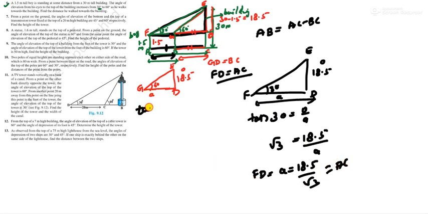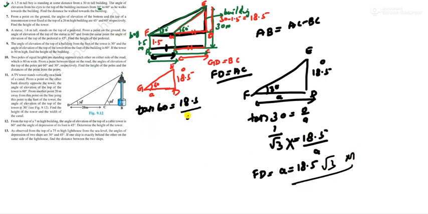Now here again tan 60 is equal to O by 18.5. Sorry, tan 30 is 1 by root 3, right? So do the cross multiplication, 18.5 root 3. Okay, cross multiplication, you'll get this much meter. Now here, this is GD. So this is root 3, which is equal to 18.5 by GD. So GD will be equal to 18.5 by root 3.